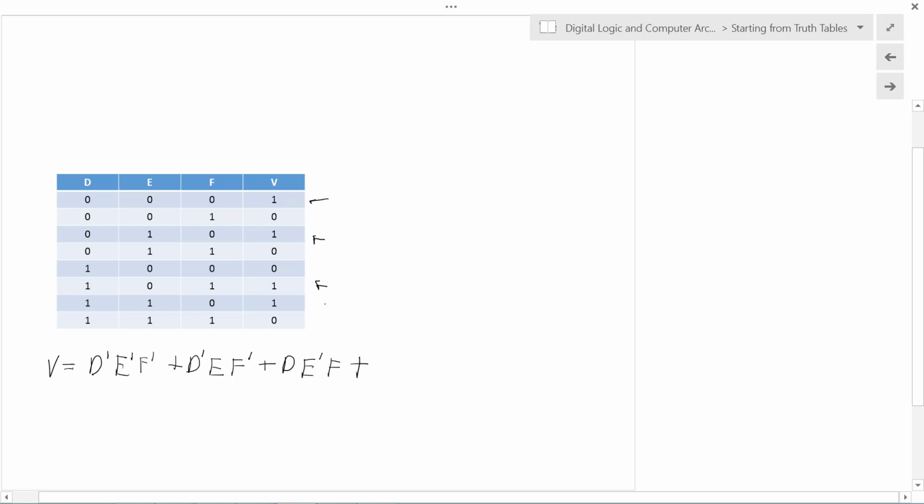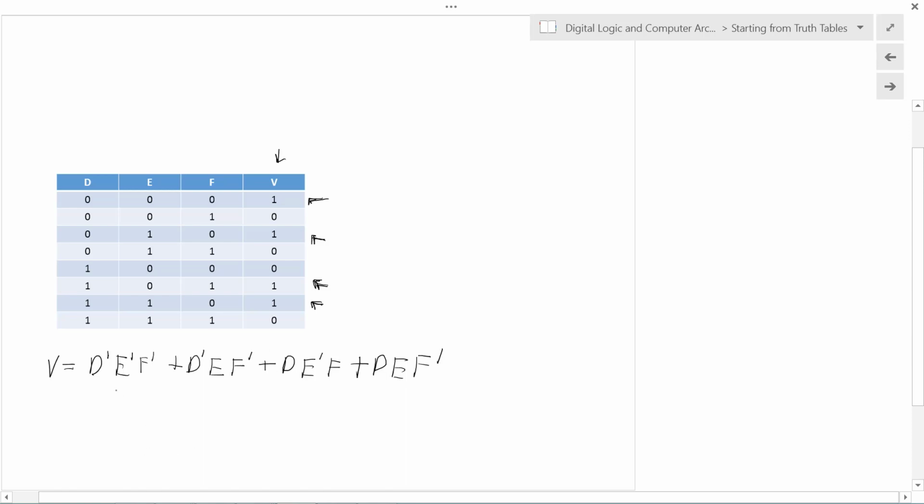Finally, we look at this row here. D is 1, so we do not invert with a prime. E is 1, we don't invert. F is 0, so we have to invert that for this term. So V is equal to 1 if and only if this is true, or this is true, or this is true, or this is true. If any of these four terms are true, then V is true, where true being equal to 1.